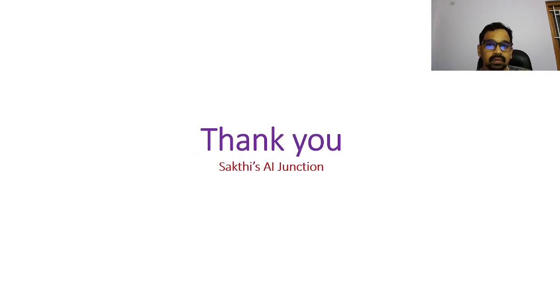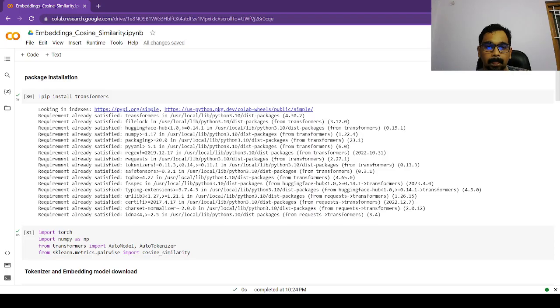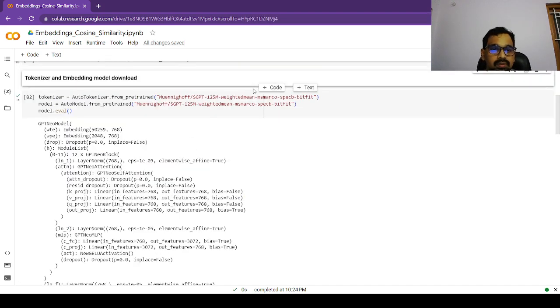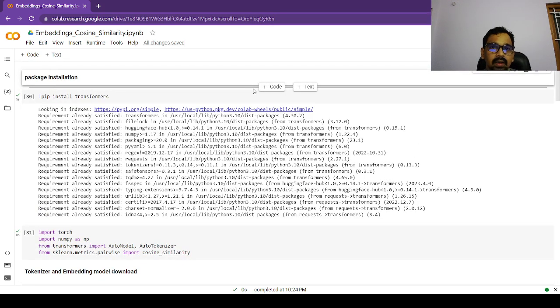Now we will see one example in my Google Colab using a Python program, and see how embeddings and cosine similarity are interrelated. Let's see. We don't need to go deeper into this. We will see how embeddings are interpreted and how cosine similarity is useful to get similar results.